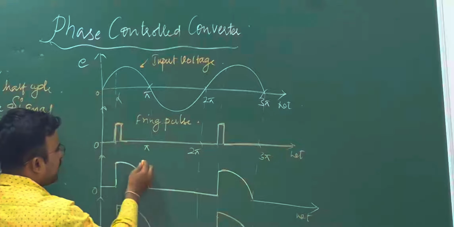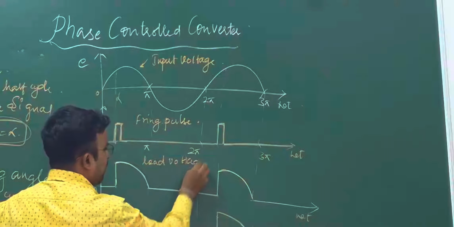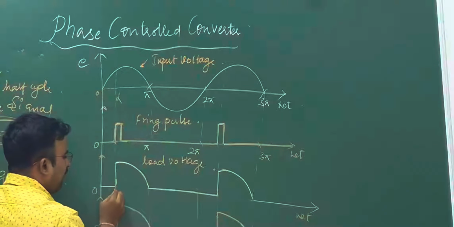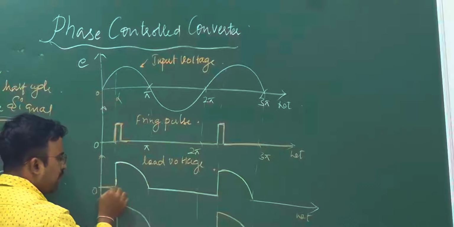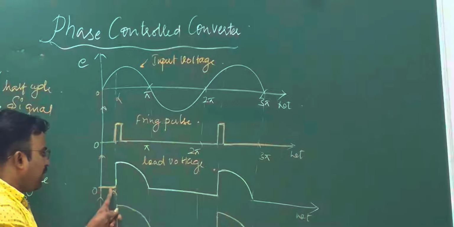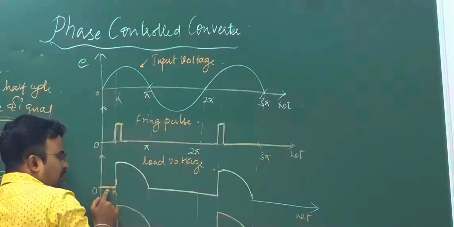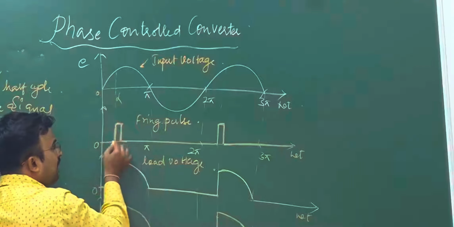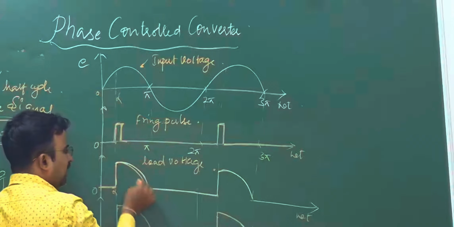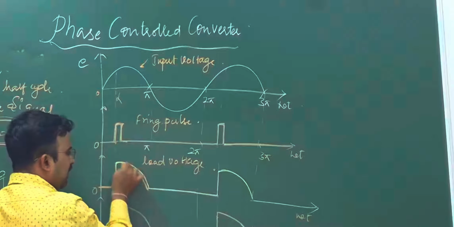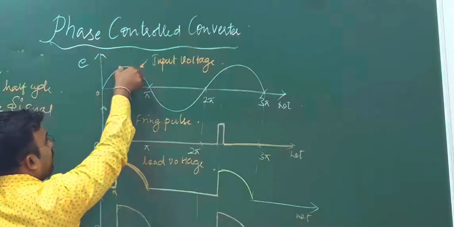The third waveform is the load voltage. You can observe the load voltage from 0 to alpha. The thyristor is off, therefore the output voltage is 0. The moment the thyristor is on due to this firing pulse, the output voltage follows the input voltage. You tend to get the same remaining wave shape.